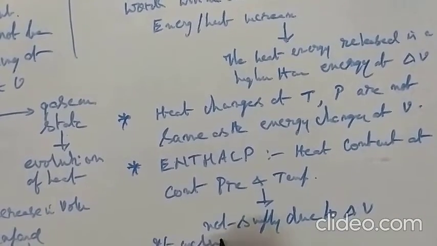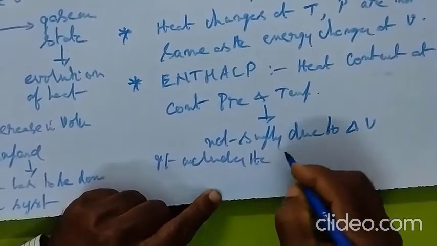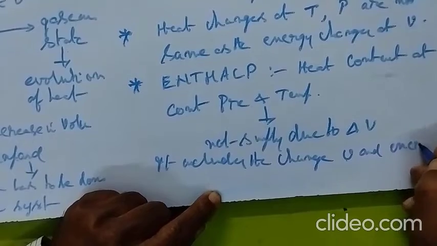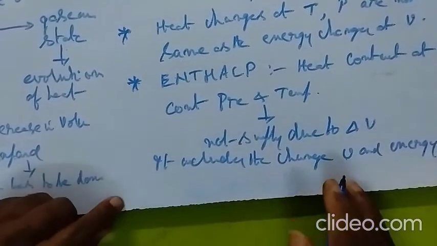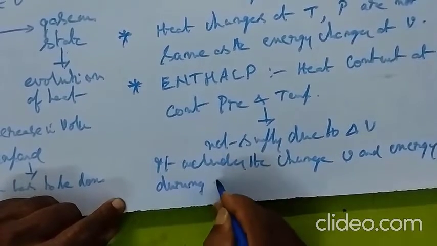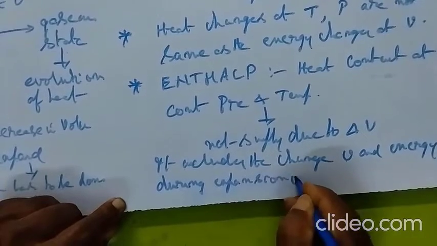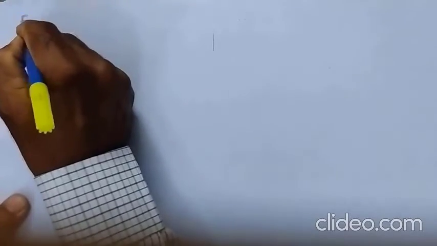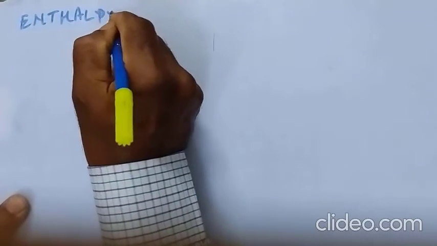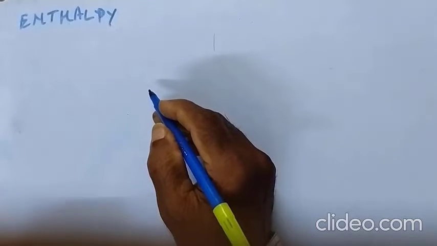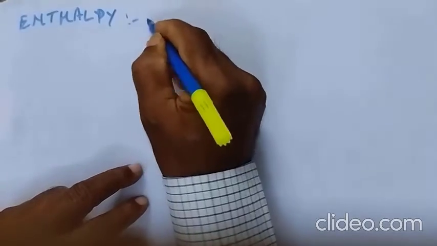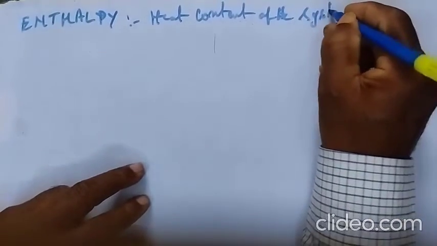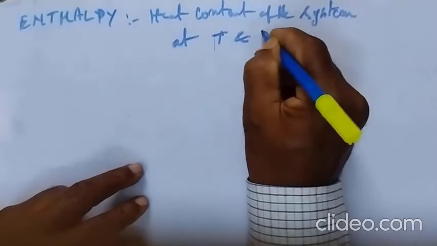So it includes the change in internal energy and energy changes during expansion or contraction. So enthalpy is the total heat content of the system at a constant temperature and pressure. Therefore, heat content of the system at constant temperature and constant pressure.